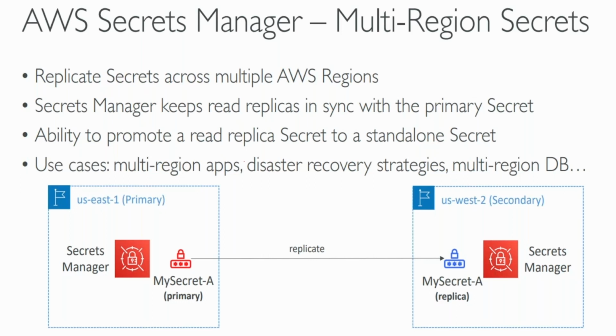Then what will happen, team? If one of my regions goes down, we have the ability to promote read replica secrets to a standalone secret. So this will be promoted to another region, and we can use it from that region as well. For this purpose, we have something called multi-region secrets.